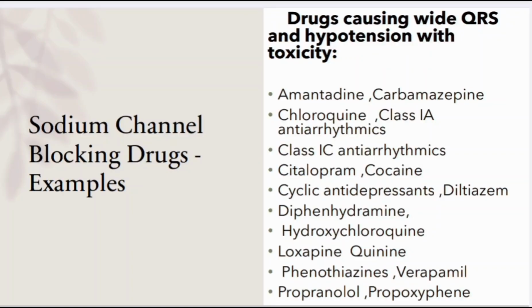Sodium channel blocking drugs, examples: drugs that cause wide QRS and hypotension with toxicity: amantadine, carbamazepine, chloroquine, then class 4 antiarrhythmics, class 1C antiarrhythmics, then citalopram, cocaine, cyclic antidepressants, diltiazem, diphenhydramine, hydroxychloroquine, loxapine, quinine, phenothiazines, verapamil, propranolol and propoxyphene. These drugs cause wide QRS and hypotension with toxicity.